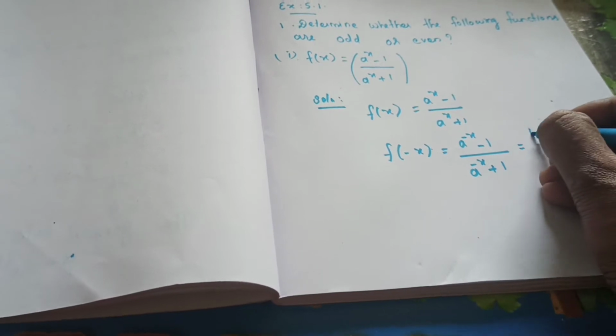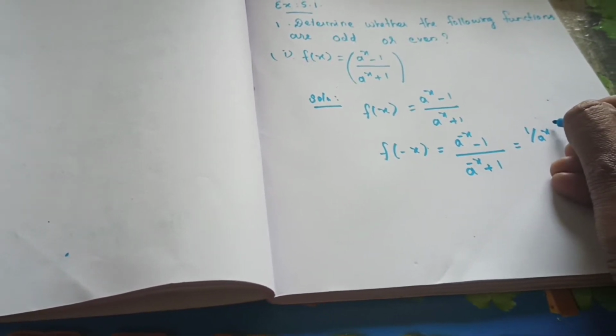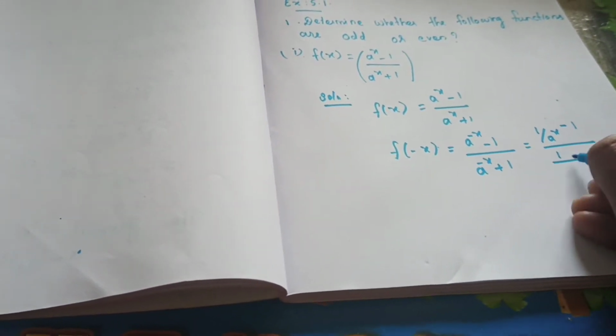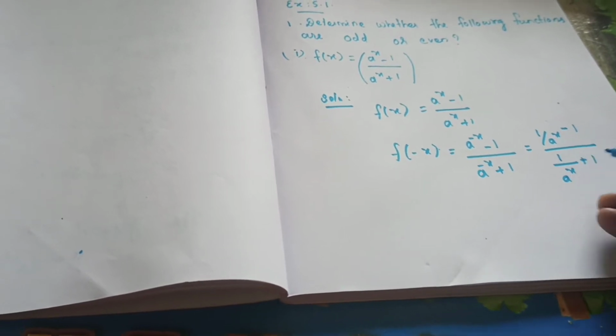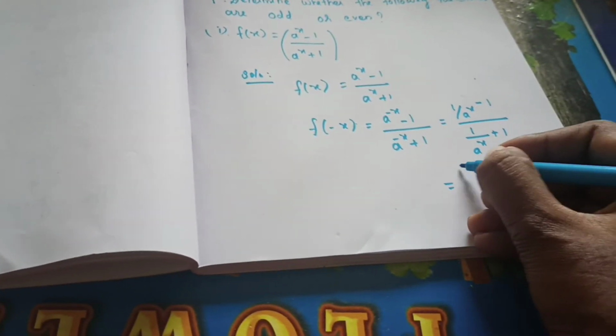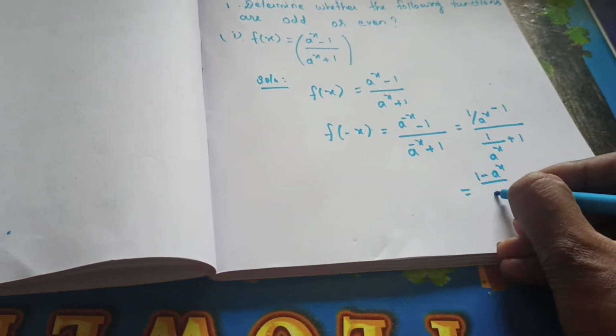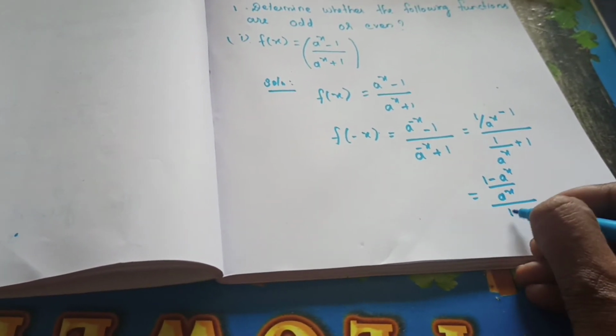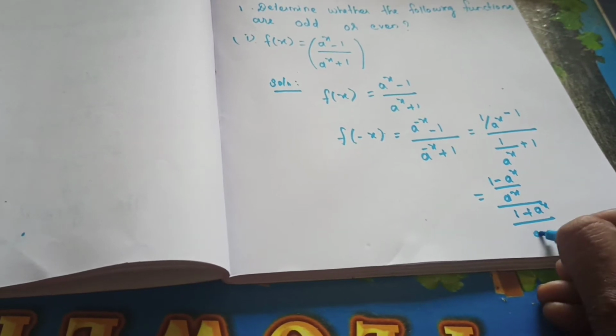So what will happen here? (1 by a power x minus 1) divided by (1 by a power x plus 1). That is equal to numerator (1 minus a power x) divided by a power x, over (1 plus a power x) divided by a power x.